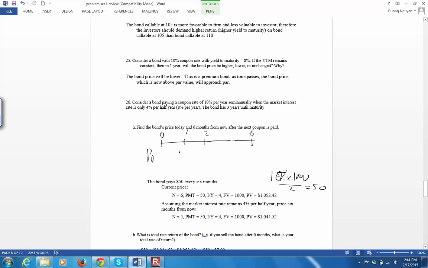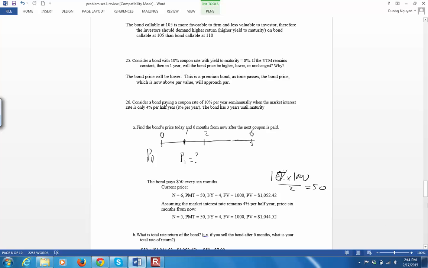And 6 months from now, how much is the price at time 1? So from time 1 to time 6, you have 5 payments, so n is 5, against the same 50. I% is 4, future value 1,000, present value you will see it is 1044.52.